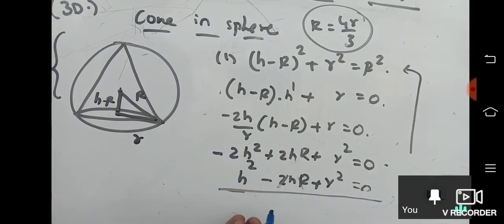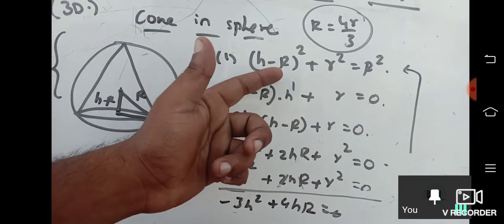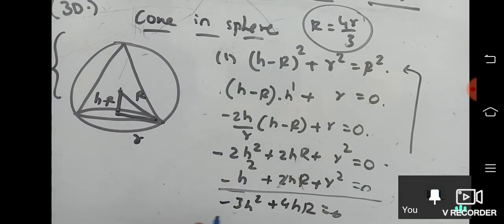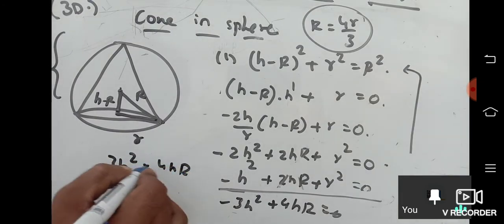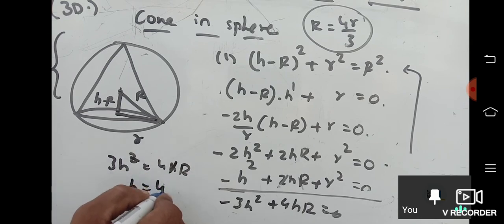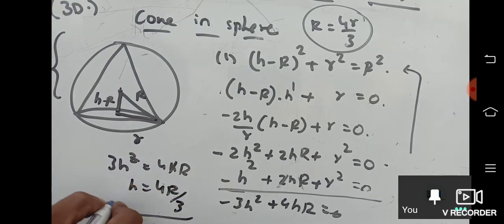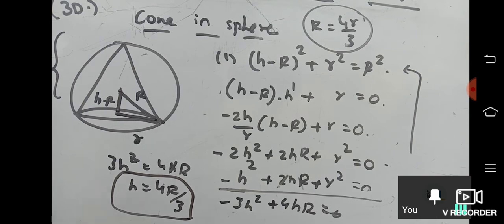This minus this, if I do, minus will come, and this will become plus. Minus 3h square plus 4h capital R is equal to 0. Now happy? Why? The H and R relation is there, so the calculation is a little peaceful. 3h square is equal to 4h capital R, so H is equal to 4 capital R by 3. Actually, this they can ask, anything they can ask. In these three questions, whatever they want, they can ask. But this thing is final.